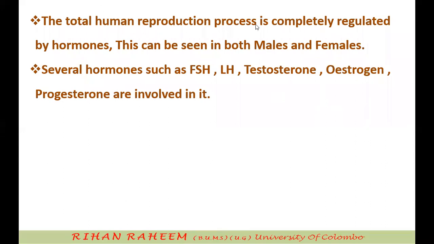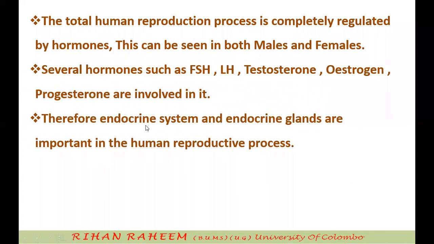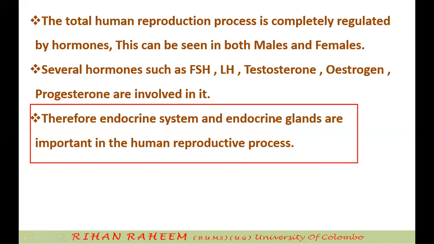Okay, the total human reproduction process is completely regulated by hormones: estrogen, progesterone, FSH, LH, oxytocin. Like that, many hormones are related to this reproductive process. So hormones are very important for the reproductive process. Therefore, the endocrine system and the endocrine glands are important for human reproduction. You all know we have many endocrine glands which secrete hormones, and that is known as the endocrine system. You will learn in detail in grade 11. For now, just remember that this system is very important and supportive for the reproductive system.